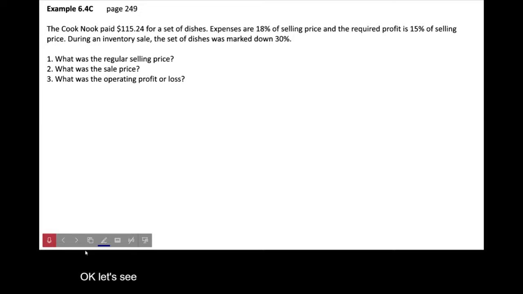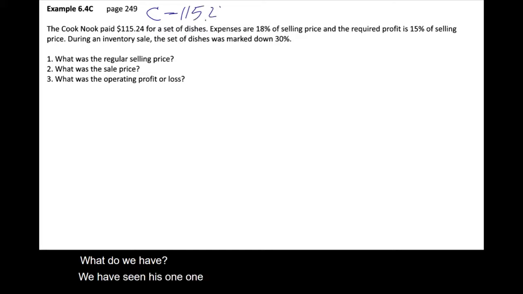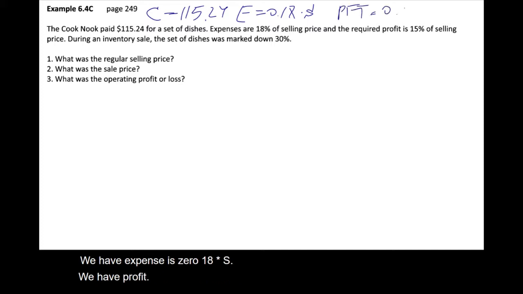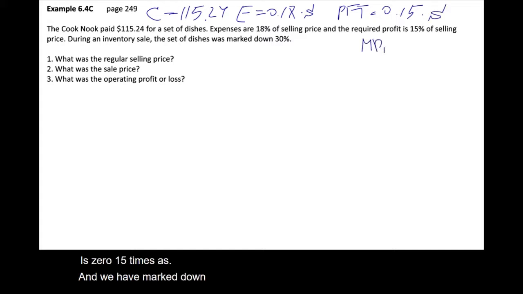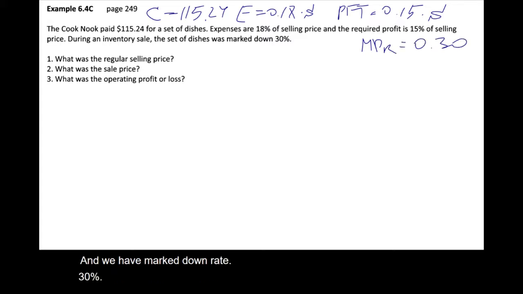Okay, let's see, guys. What do we have here? We have C is 115.24. We have expense is 0.18 times S. We have profit is 0.15 times S. And we have markdown rate 30%. Okay.